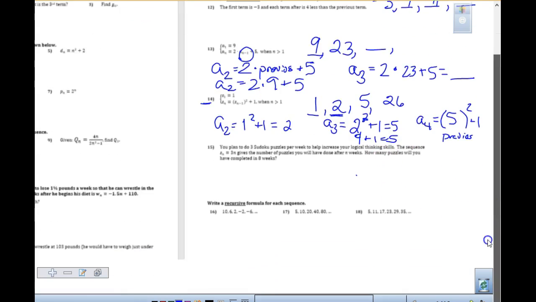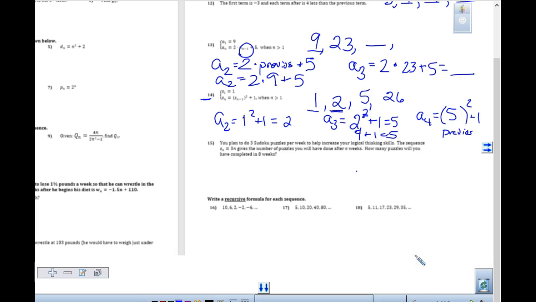As I'm looking at those last ones, 15 says you do 3 of these puzzles, you increase your logical thinking skills. The sequence is S of n equals 3n. Give the number of puzzles when you're done in n weeks. How many puzzles will you complete in 8 weeks? So we are looking at S sub 8 equals 3 times 8. Should have had 24 if you were looking at that, right?